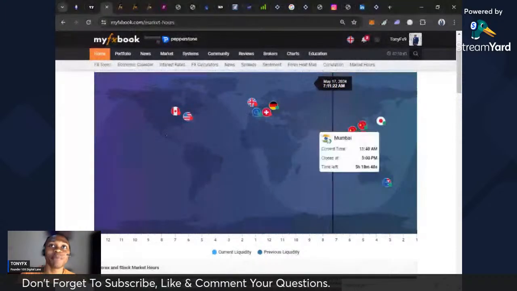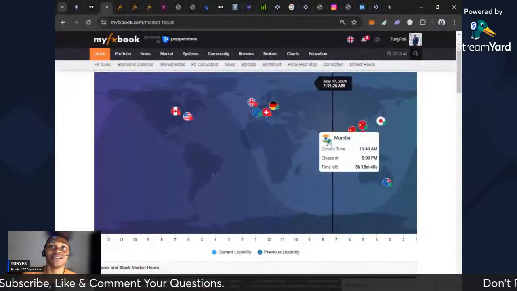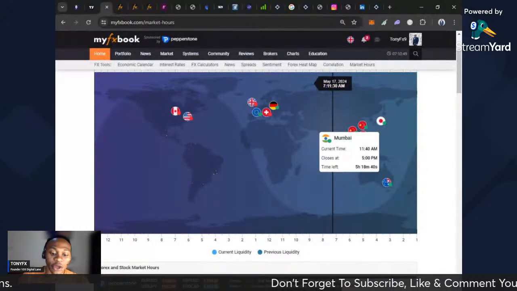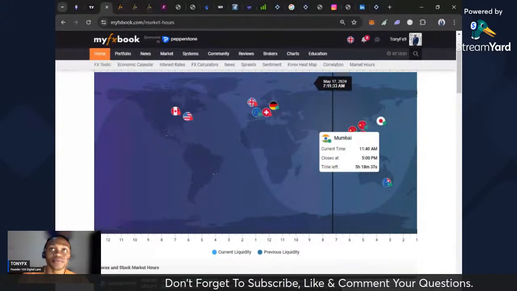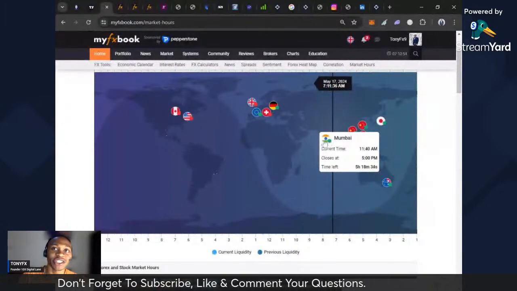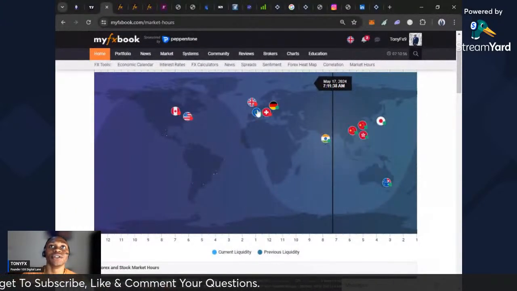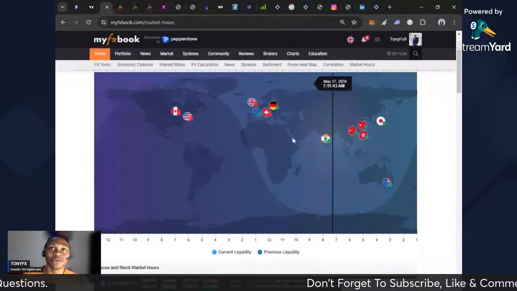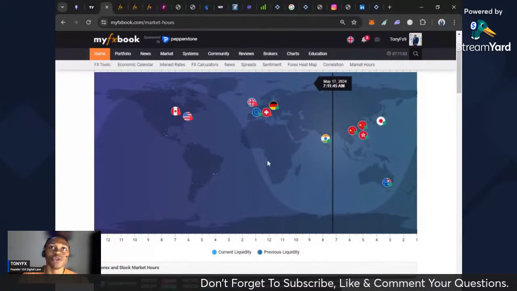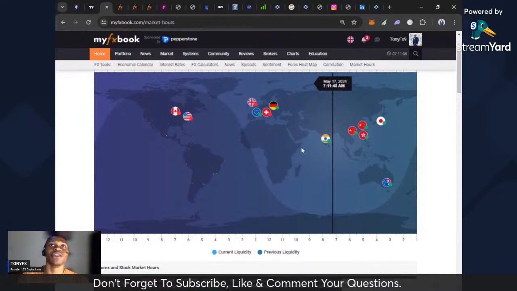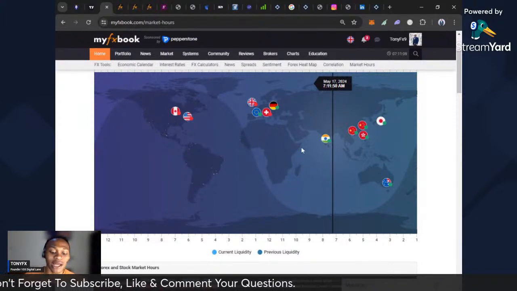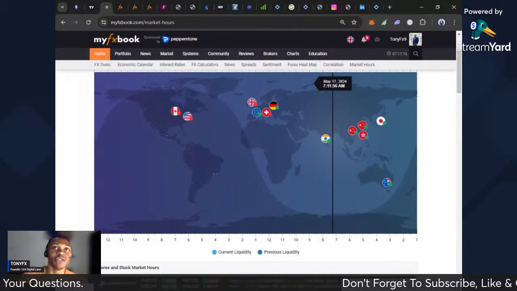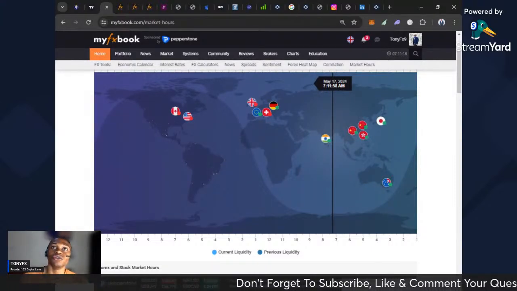So the pairs that are usually affected: Mumbai is also part of the London session, which is currently part of the trading session, which is India. It affects it as well. If you look at this map here, Nigeria is part of the London session. That's why it's always a great time whenever you're in Nigeria and you're trading like euro against dollar, or Great Britain pound against dollar, or dollar against Swiss franc.